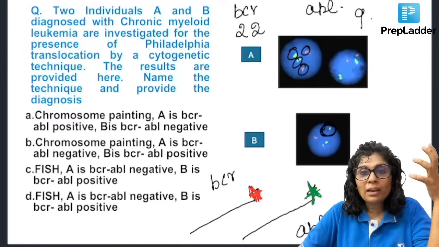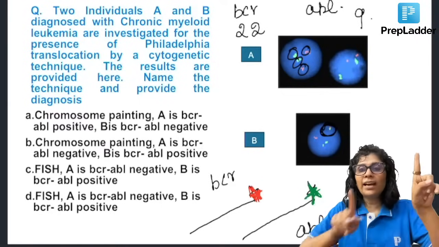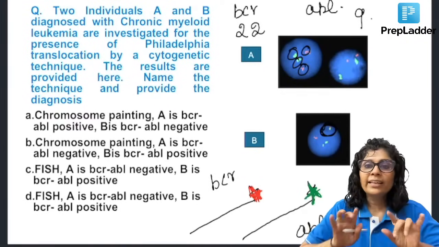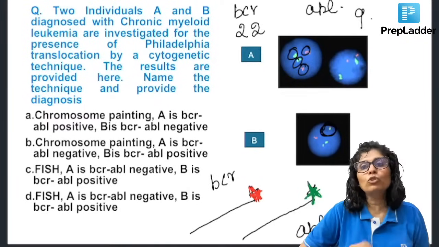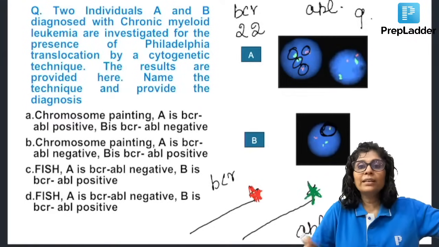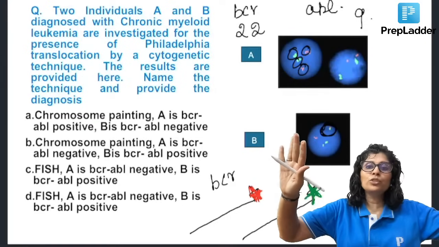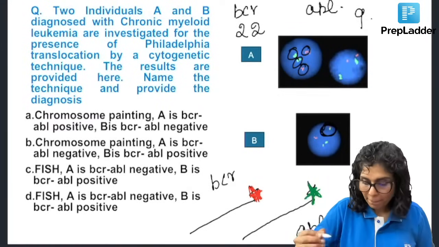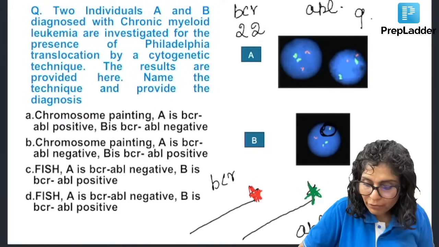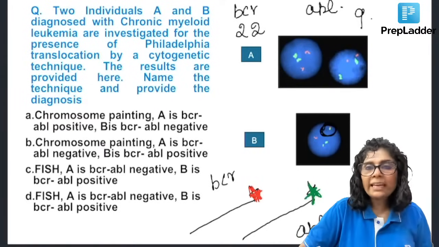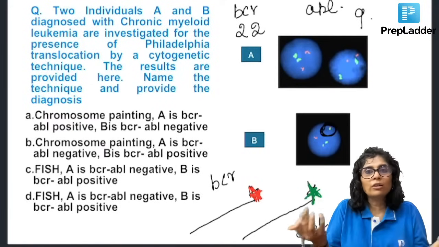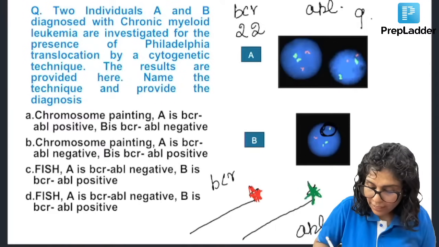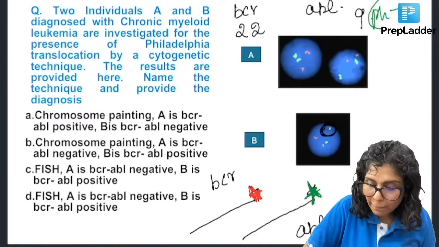What is normal? Normal is red signal and green signal should come from two different chromosomes. Red and green should come from different chromosomes, which means red is somewhere, green is somewhere. 22 is separate, 9 is separate. So here in person A, all these are coming from different chromosomes. Do you see anywhere red and green coming close by? No. So there is no translocation. So person A is Philadelphia chromosome negative.